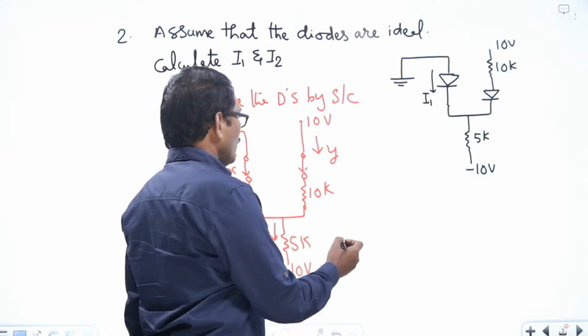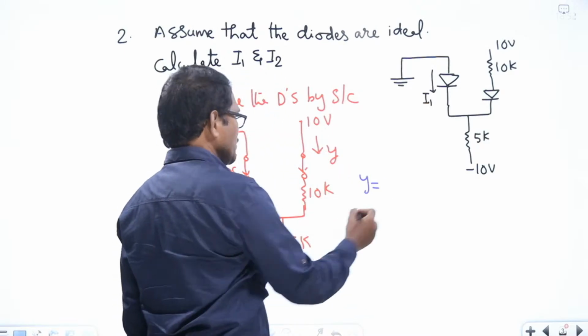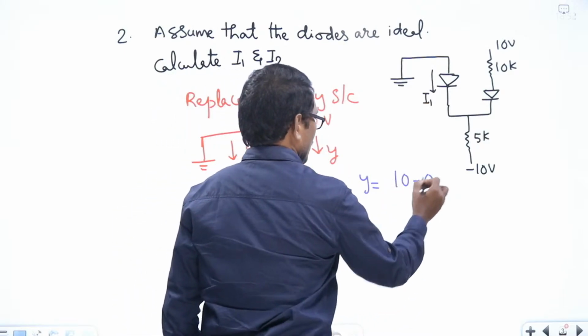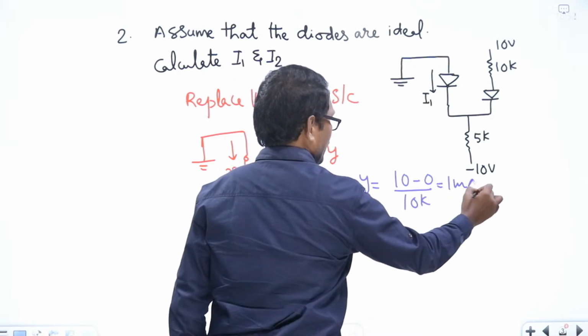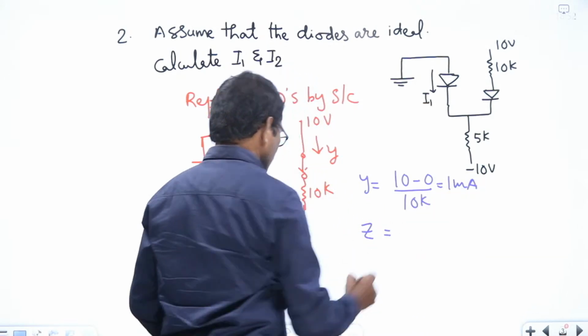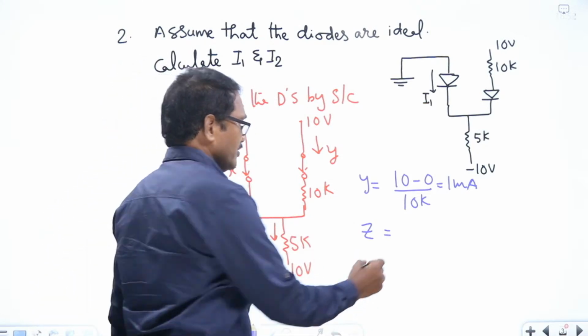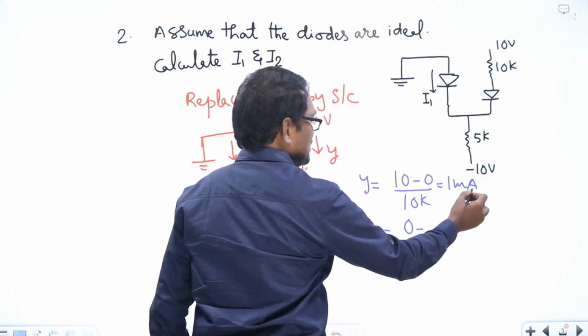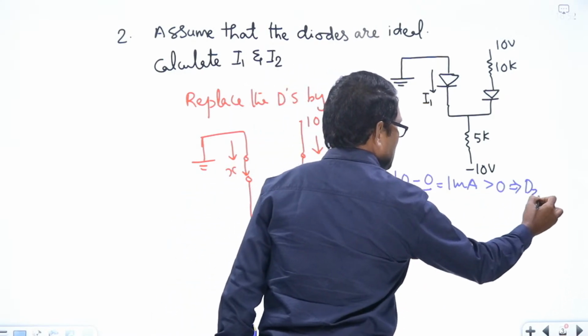And how is Y calculated? Y is equal to 10 minus 0 by 10K, that is 1 milliampere. And Z is equal to 0 minus of minus 10 by 5K. 0 minus, that means this is greater than 0. Hence you can say that D2 is on.